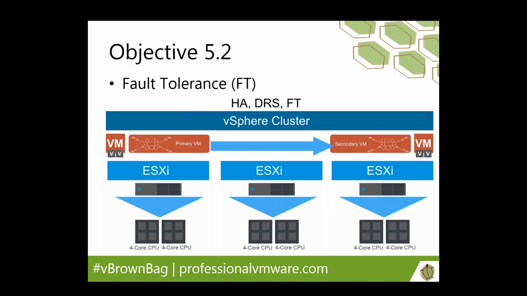So fault tolerance. We'll also need a cluster built for fault tolerance. And this lets you protect critical VMs, actually for serious now in vSphere 6, with up to 4 virtual CPUs. There's still plenty of use cases where virtual machines are running more than 4 vCPUs, but a lot of SQL servers, a lot of applications will probably fall within that 4 vCPU range.